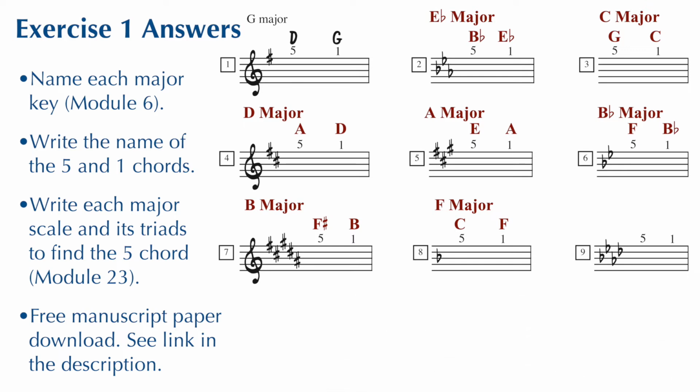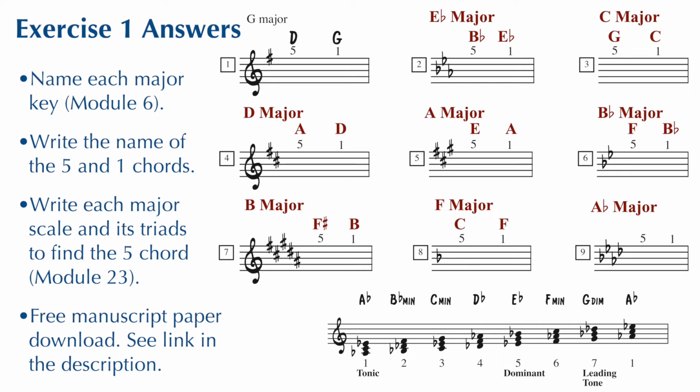And number 9, 4 flats in the key signature puts us in the key of A flat major. Write out the A flat major scale and its triads. A flat is the 1 chord, E flat is the 5 chord. So our 5-1 progression in the key of A flat major is E flat, A flat, 5-1.